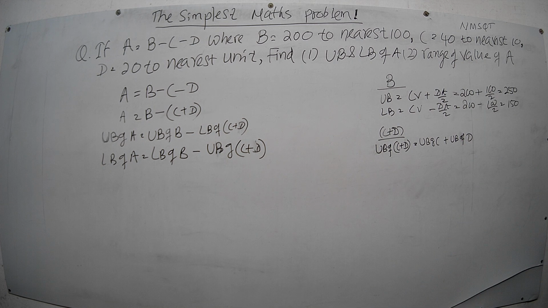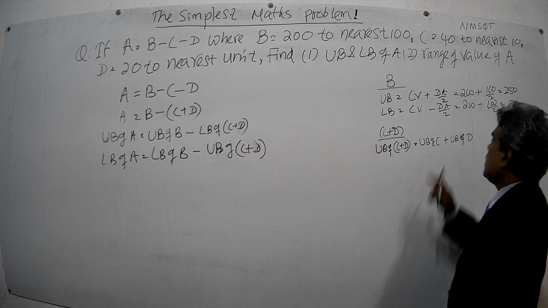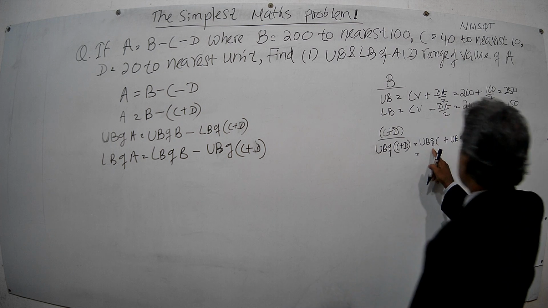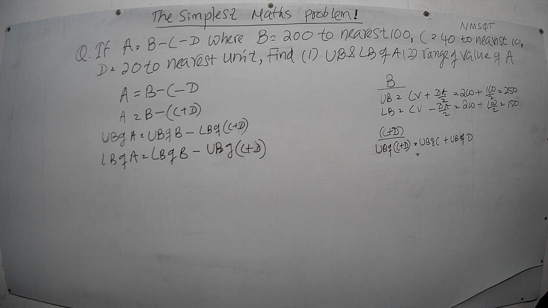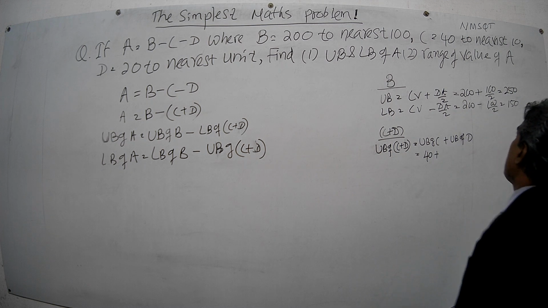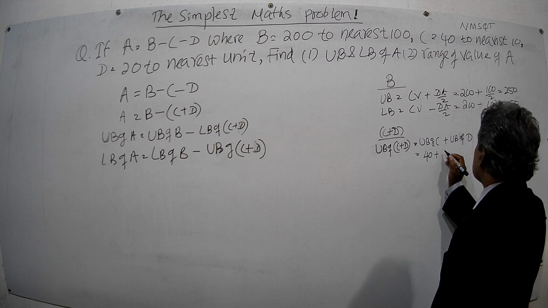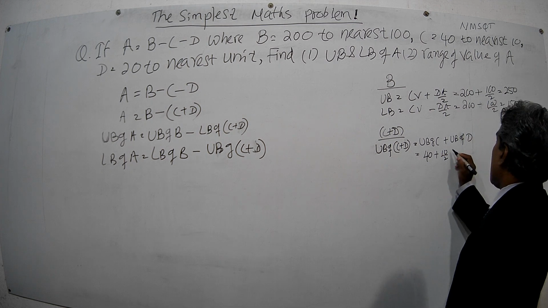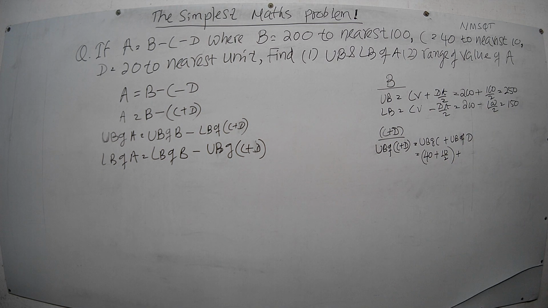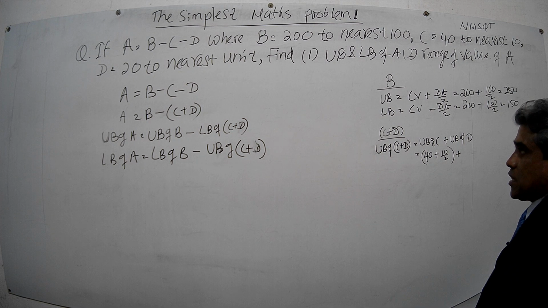Then how do you find the upper bound of C? Corrected value plus degree of accuracy over 2. The corrected value of C is 40, plus the degree of accuracy over 2. The degree of accuracy is 10, since 40 is correct to the nearest 10. Therefore 10 over 2. Then plus the upper bound of D. That is 20, the corrected value, plus the degree of accuracy over 2.